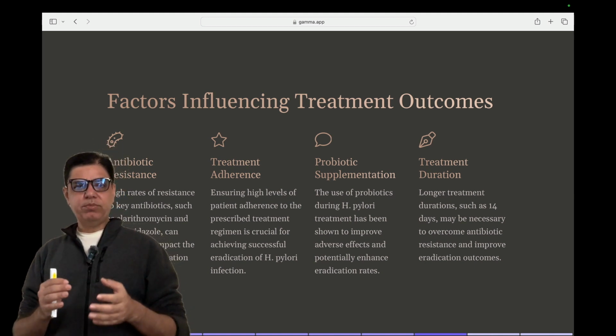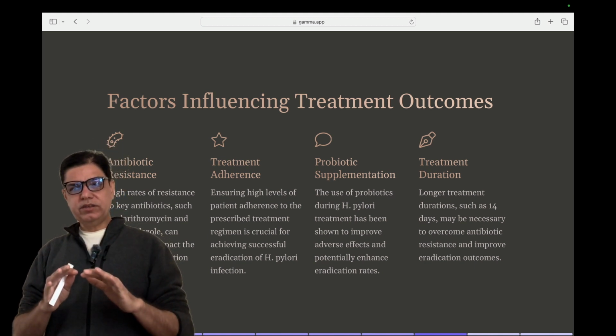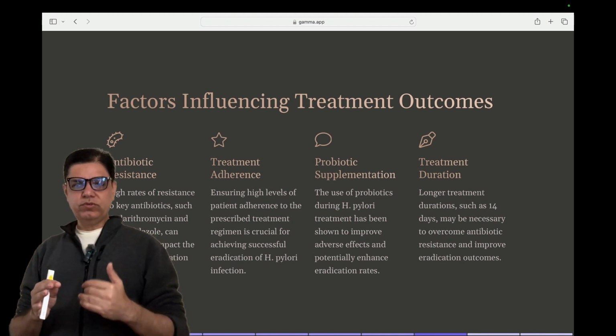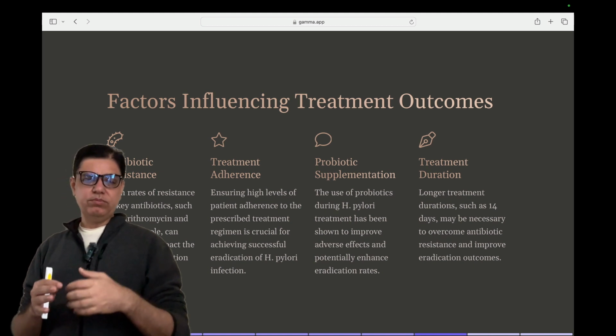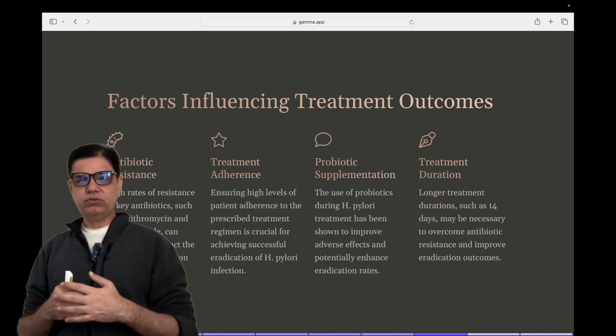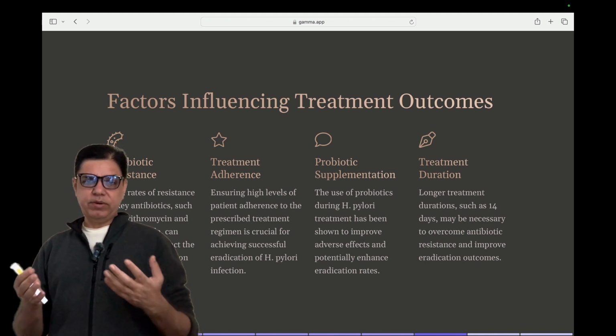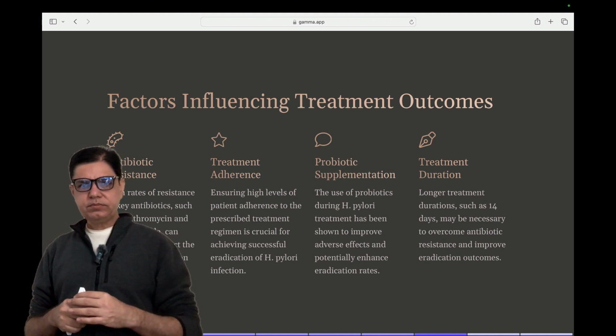So it's very important that treatment adherence is maintained. Those areas where compliance is high have more chances of successful treatment. Where the compliance is low, vice versa.